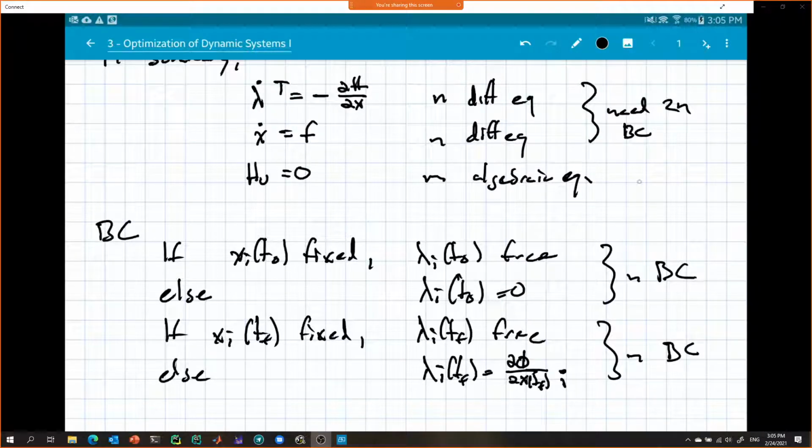The m algebraic equations apply for u at all places, and since they're algebraic, they apply for all times. Then the n differential equations plus one of these n boundary conditions, and these n differential equations plus these n, apply for both and solve for both the states and the costates. That is all kind of intermingled, but the accounting works out. We have enough equations.